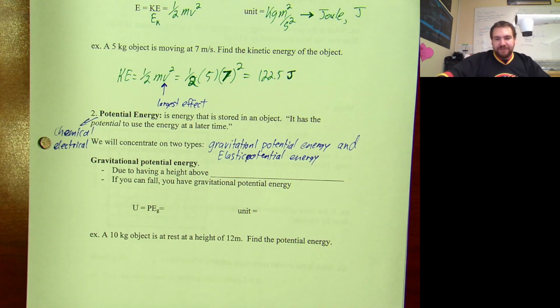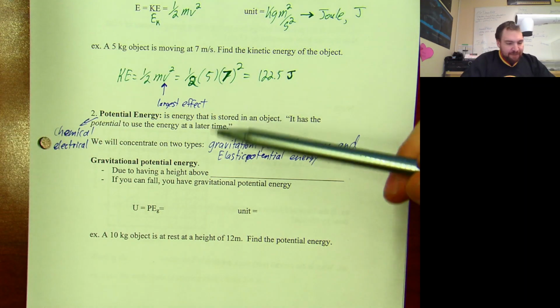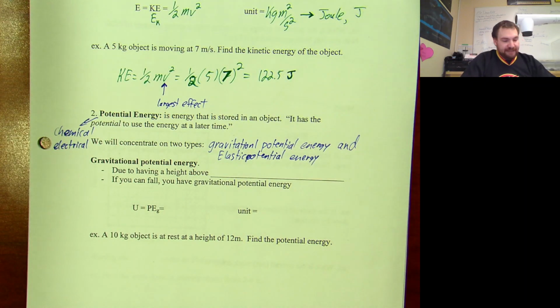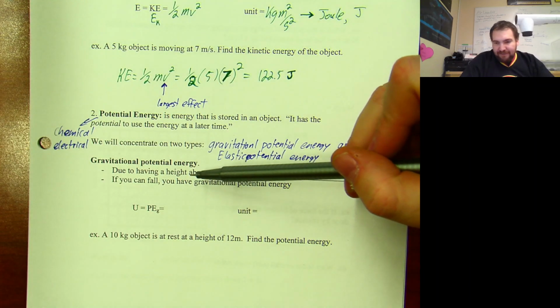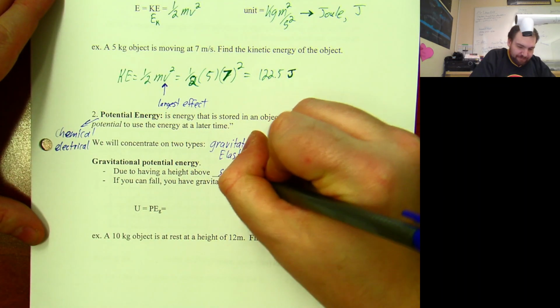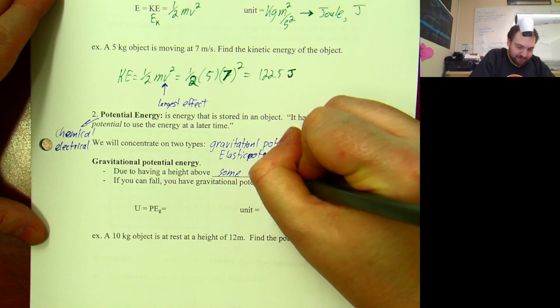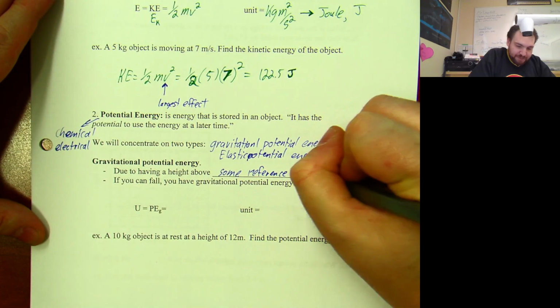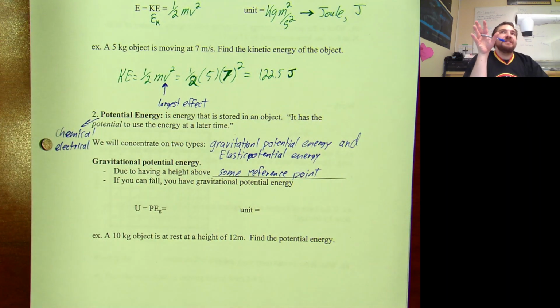Now, gravitational potential energy is all about having some height. It's due to having some height above some reference point. And the interesting thing with gravitational potential energy is that it can change depending on what you use as your reference point.